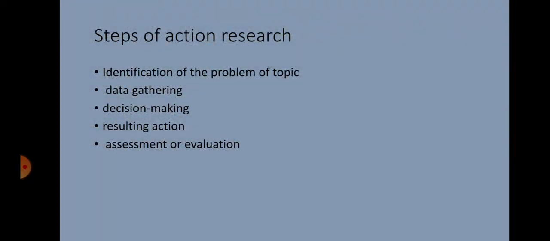The steps of action research: it means how we can be prepared for action research, how we can do the action research. Okay, first of all, identification of the problem or topic. First of all, we have to identify what problem is going on. Then we have to gather the data on that. After gathering data, we have to make a decision about what can be the solution. Okay, now resulting action: we can get the result after making the solution. And last of all, it is the assessment or evaluation.